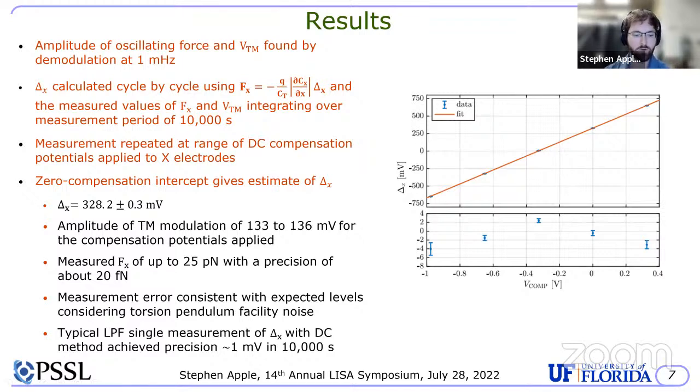So we were able to use our zero compensation intercept of our linear fit to effectively find the delta X in the sensor. And this gave us a delta X of 328.2 millivolts plus or minus 0.2 millivolts. We also found a test mass potential modulation of around 133 to 136 millivolts for the compensation potentials we applied.